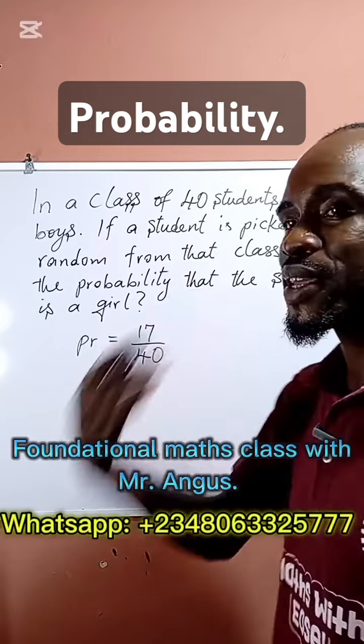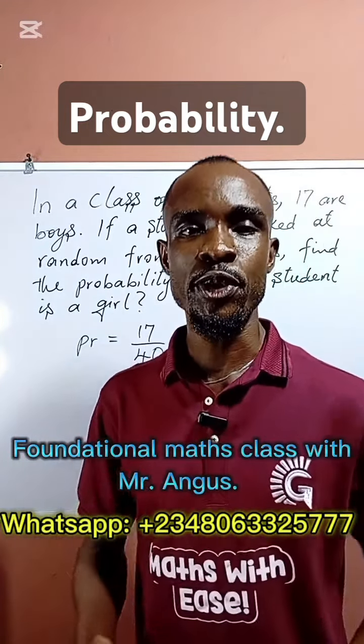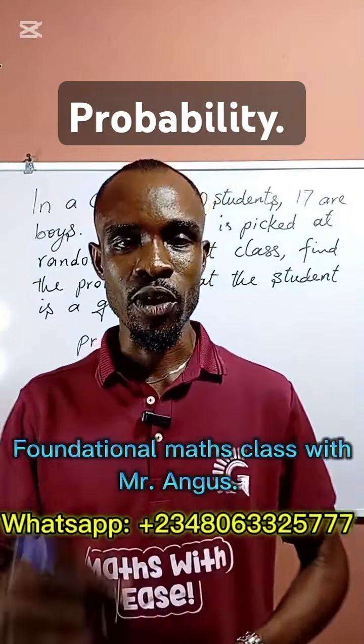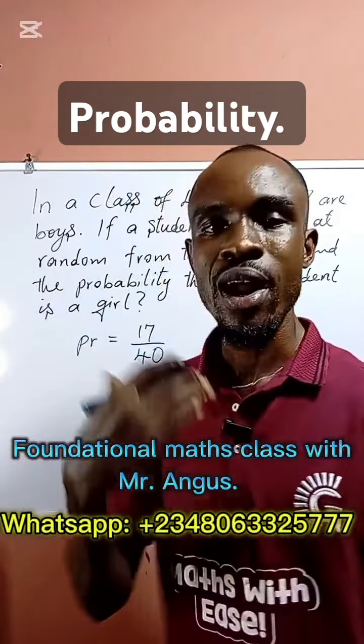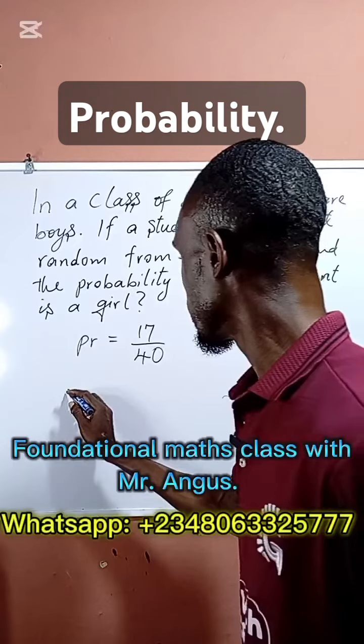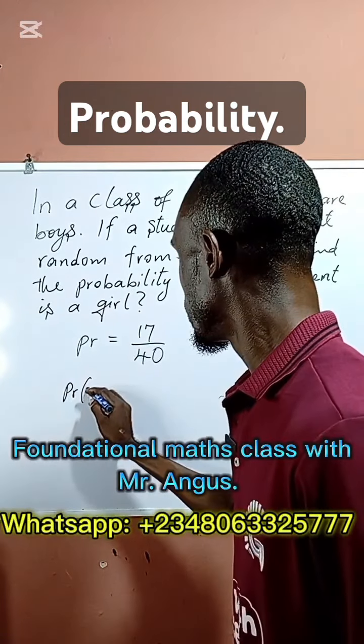Then the probability of having a girl, what do we do? We simply subtract it from what? 1. Why are we subtracting from 1? Because probability is summed up to be what? 1. Probability can never be more than 1. So the whole probability we have is 1. Therefore, we now have to subtract this probability of boys from 1 so that we can get the probability of girls.